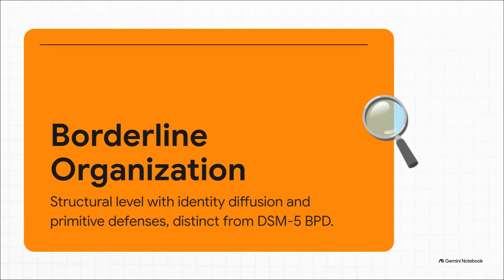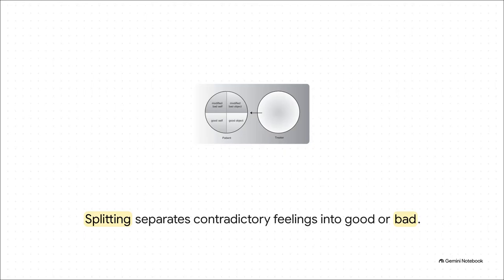Now, here is a really crucial distinction you need to make. Borderline personality organization, or BPO, is a broad structural level of intrapsychic functioning. It is not automatically the same thing as the DSM-5 diagnosis of borderline personality disorder, which is just a specific phenomenological checklist of symptoms. For example, a patient with narcissistic or antisocial traits can totally operate at this borderline structural level. Let's break down a classic mechanism found at this borderline level: splitting.